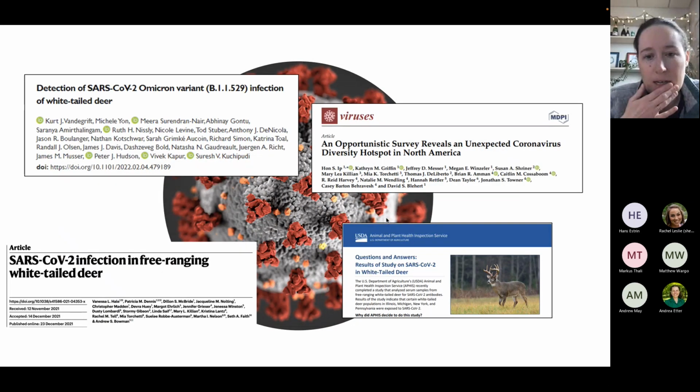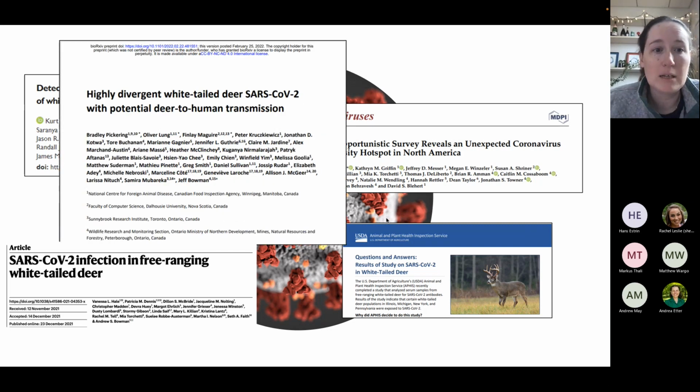Here are a couple of the articles that have come out recently showing the detection of multiple different variants of SARS-CoV-2 in white-tailed deer throughout North America. Basically, it's not a one-off coincidence; this has happened in North America and also right across the northern border in Canada. And you can see from these titles that these are viruses that are acquiring genetic changes that differentiate them somewhat from the viruses that are well suited to infect people.